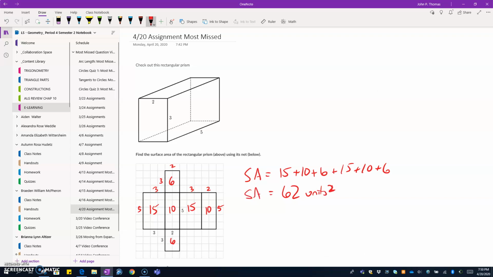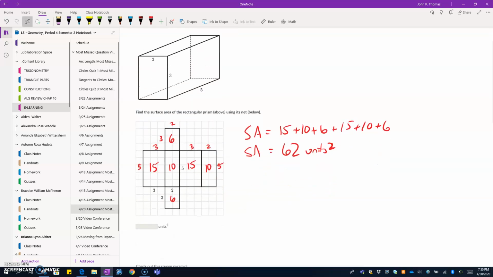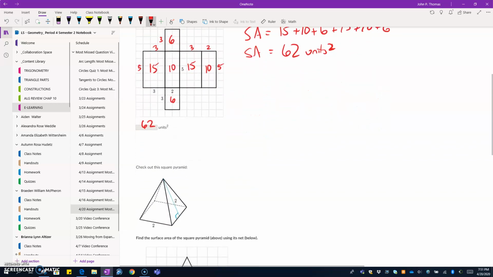All right, now we could have realistically counted up all the boxes on this one if we wanted to, but that would typically be a little less efficient as we go through. Some books will talk about a special formula for certain shapes. I find it easier to just look at the net, find the area of each section and add them together. All right, so this one would be 62 square units.